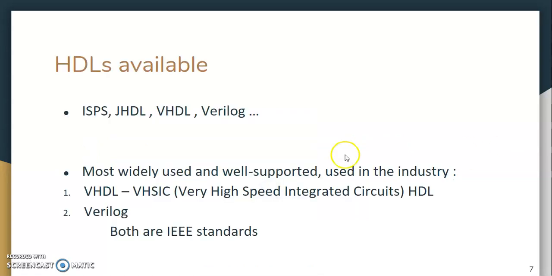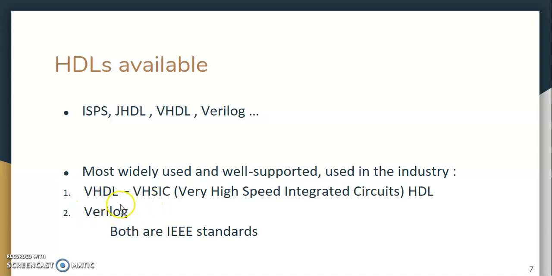Many HDLs are available, like ISPS, JHDL, etc. ISPS is no longer available actually. JHDL stands for Java HDL. It is related to Java, yes. There is VHDL, there is Verilog, and many more. Now the most widely used, which is actually supported by the industry and otherwise, are VHDL and Verilog.